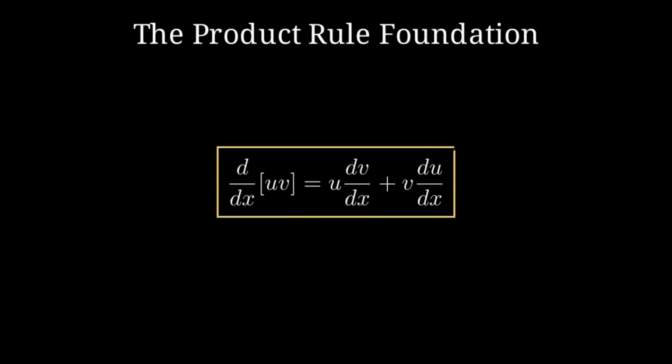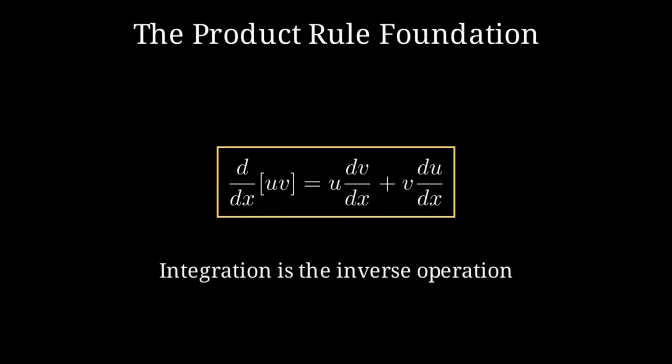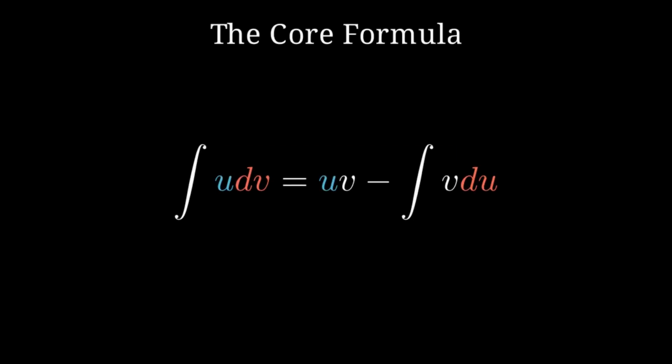To understand where the formula comes from, we start with the product rule for derivatives. By integrating both sides of this equation and rearranging the terms, we derive the fundamental formula for integration by parts. Here is our primary tool: the integral of u dv equals u times v minus the integral of v du.